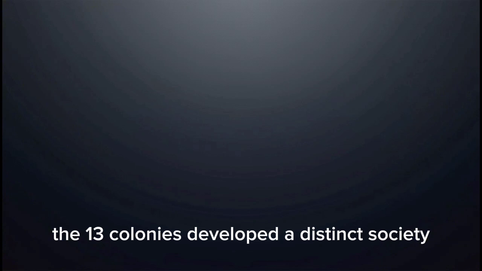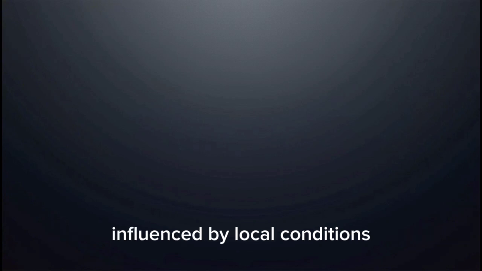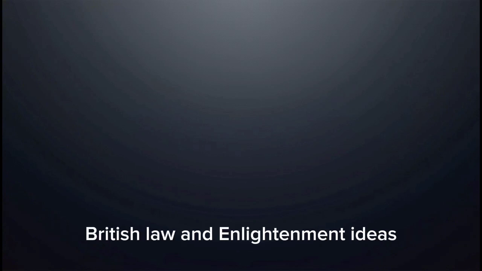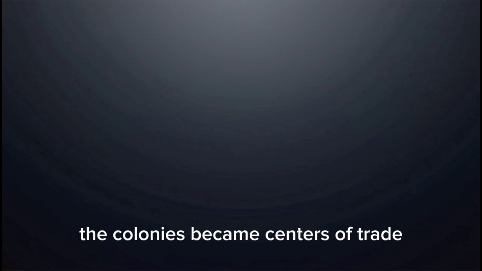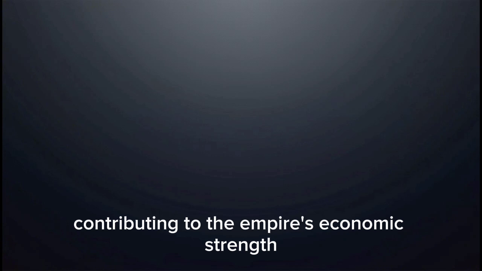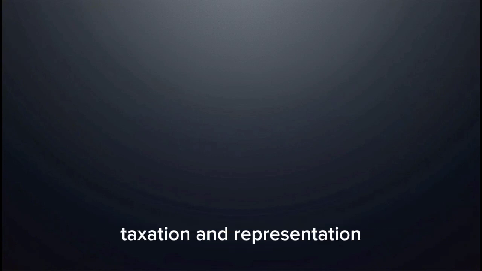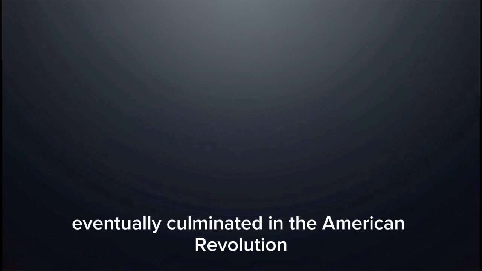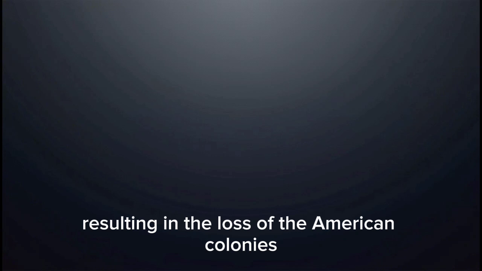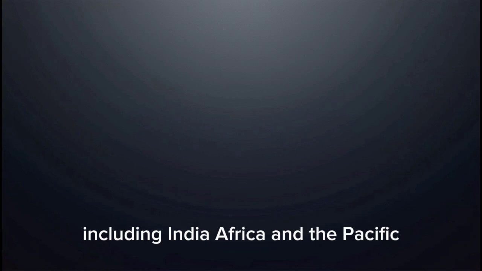The 13 colonies developed a distinct society influenced by local conditions, British law, and Enlightenment ideas. The colonies became centers of trade, agriculture, and culture, contributing to the empire's economic strength. However, tensions over governance, taxation, and representation eventually culminated in the American Revolution, 1775 to 1783, resulting in the loss of the American colonies, but also prompting the British to focus on other parts of the world, including India, Africa, and the Pacific.